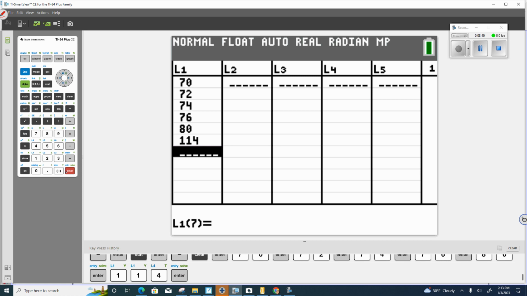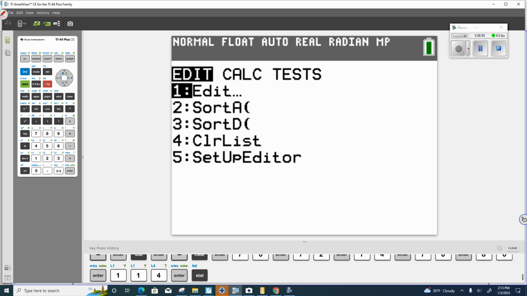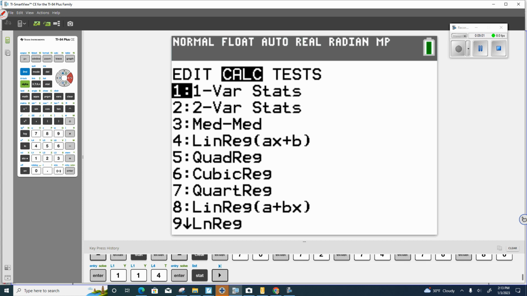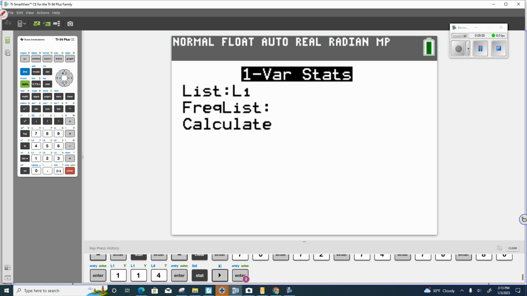Okay, a lot of you know how to finish this. If you were not here, no, we're putting it in. Push stat again. Go over to calculate. The calculator is going to tell us all the fancy data. Enter, enter, enter, enter.